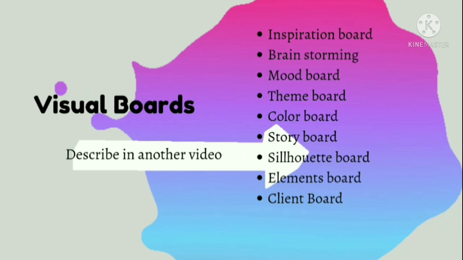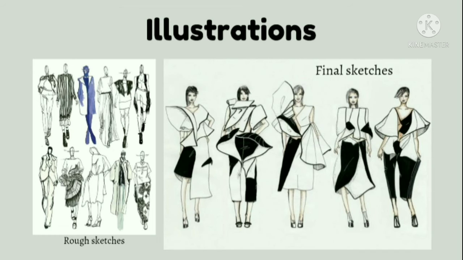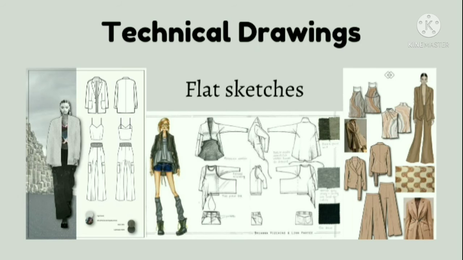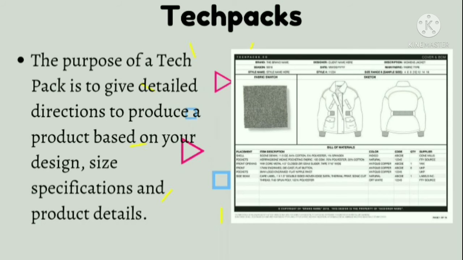Visual boards: inspiration boards, brainstorming, mood board, theme board, color board, story, silhouette, elements, client. We will describe these boards in another video. Illustration: rough sketches, final sketches, and rendered ones. Technical drawing: flat sketches. Tech packs. A tech pack is an informative sheet that designers create to communicate with the manufacturer all the necessary components needed to construct a product. Typically, designers will include measurement, material, color, trim, hardware, grading, labels, text, etc.